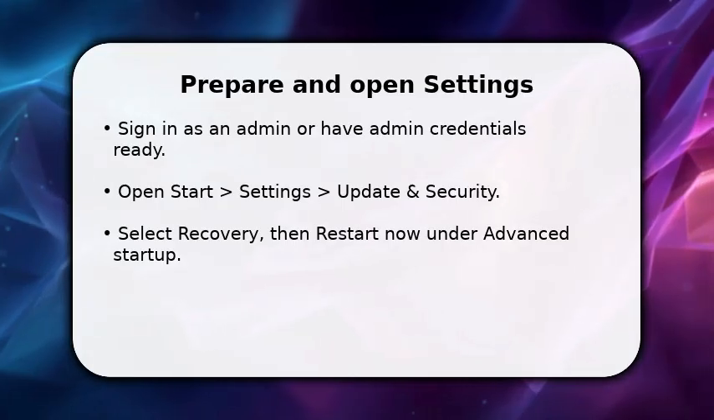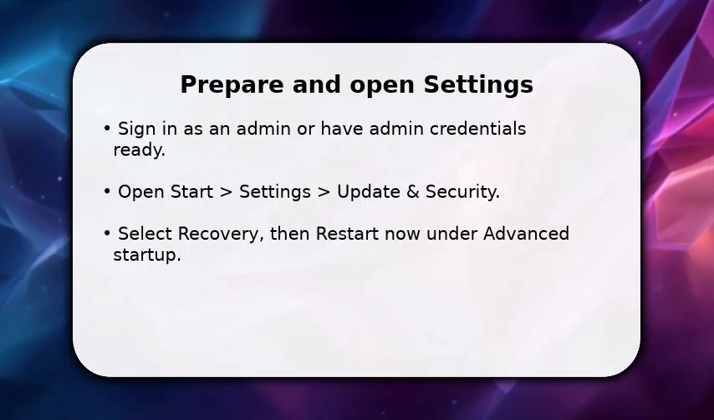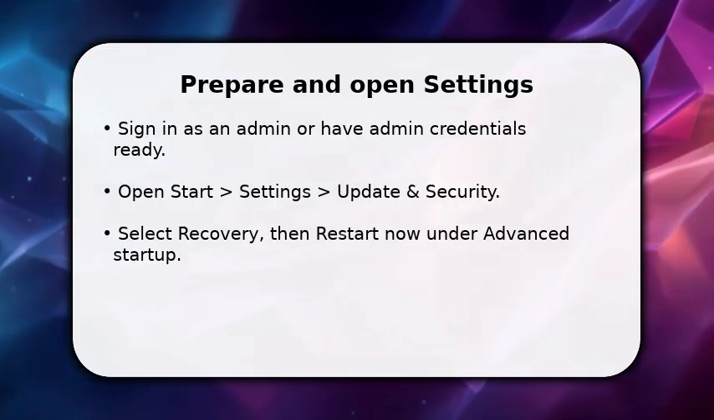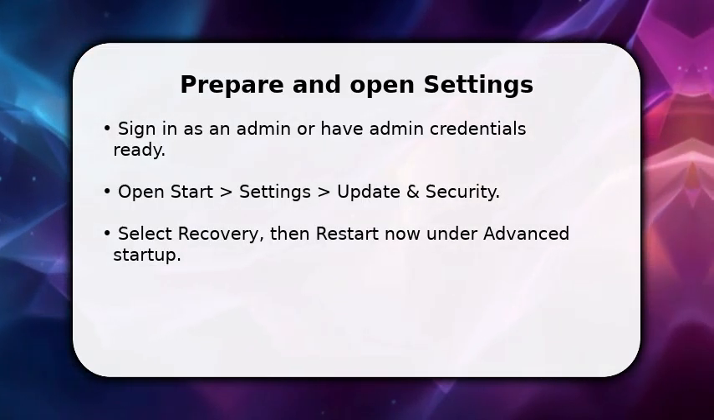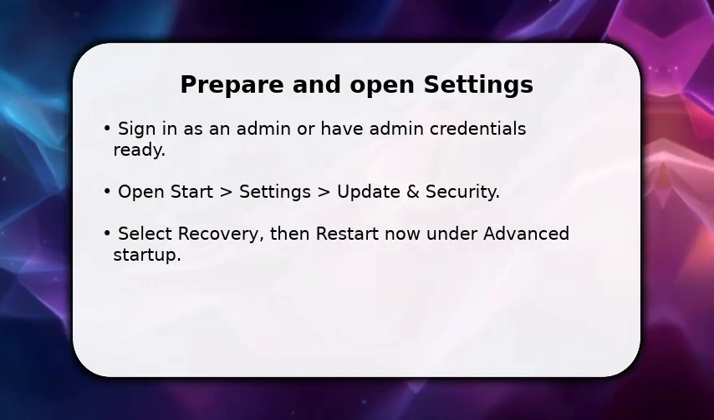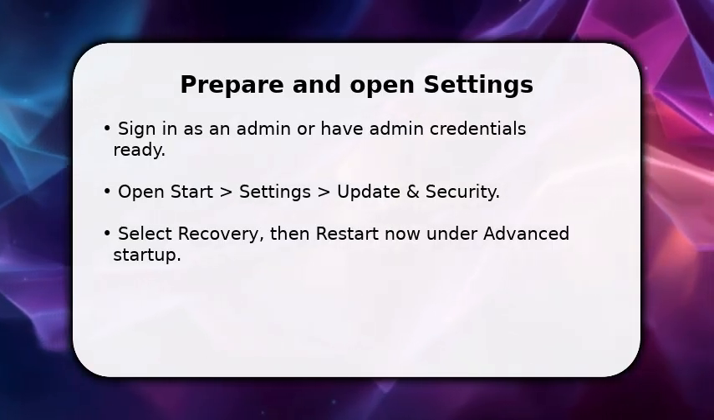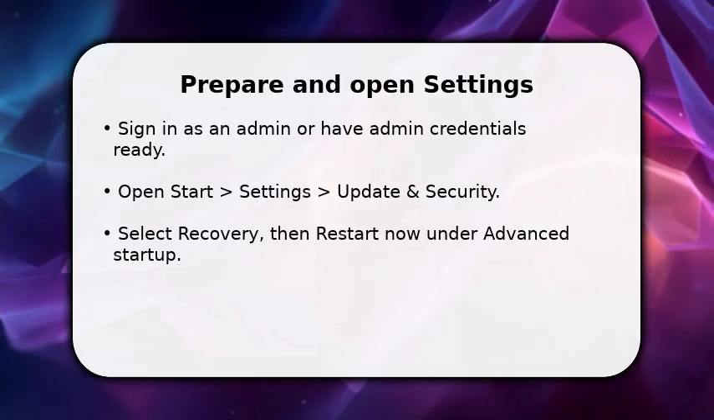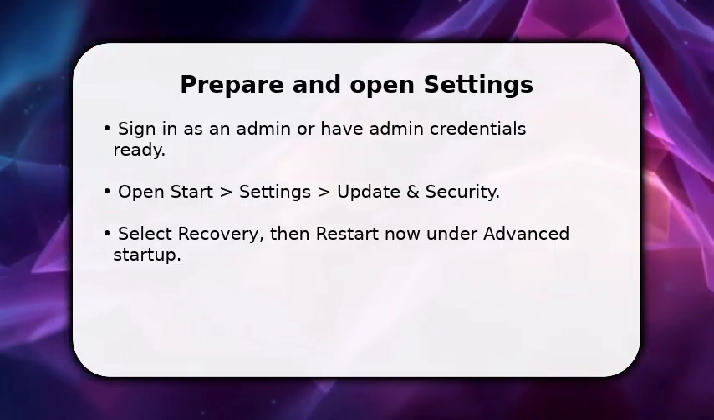You start with Admin Access and the Settings app open. Go to Start, Open Settings, then Update and Security so Windows can restart into Advanced Options. Once there, choose Recovery and click Restart Now under Advanced Startup. This triggers the special boot environment.